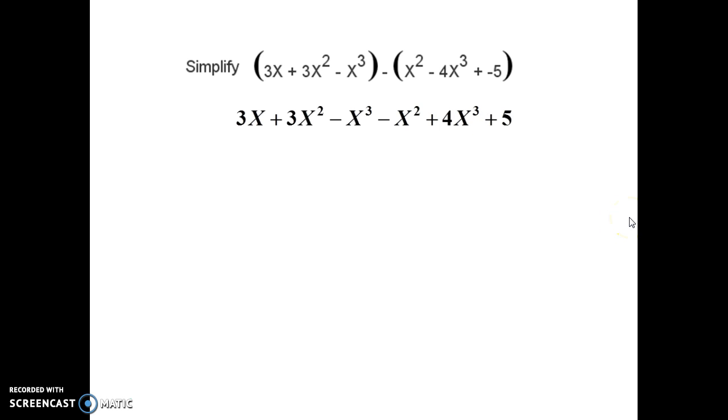Combining like terms, we get 3x cubed minus or plus 2x squared plus 3x plus 5.